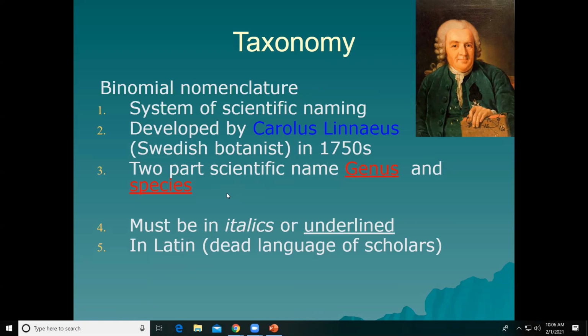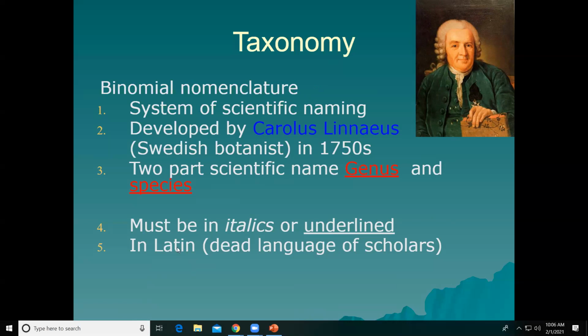And then also a key thing here is when we do use scientific names, they need to be either italicized or underlined. A lot of times when we do this on a computer, we'll use italics. If we do it by hand, we underline it because it's hard to write in italics by hand. So whenever we do this by hand, we normally will underline it to indicate that it is a scientific name. Whenever we do it on a computer, we almost always use italics.